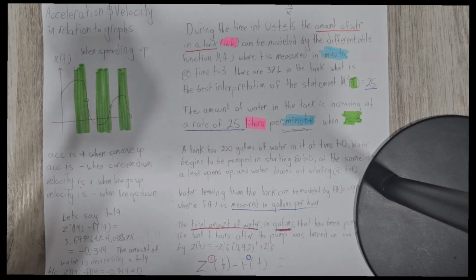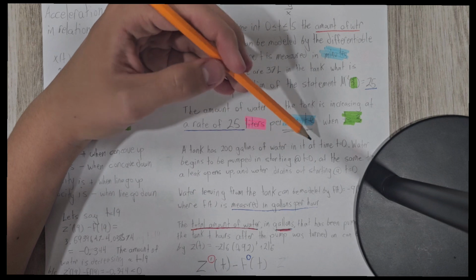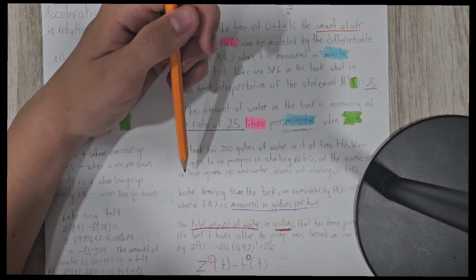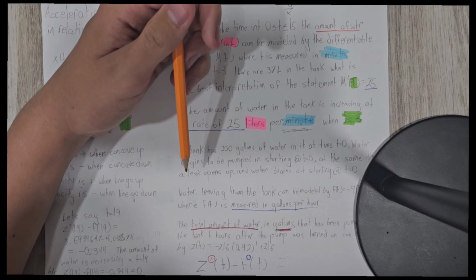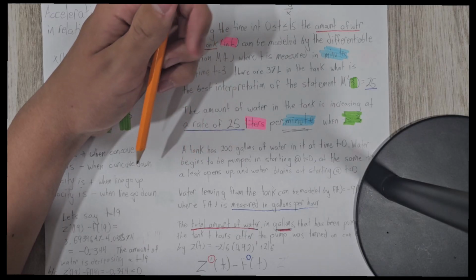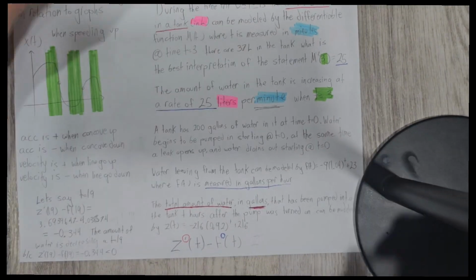Now let's say we have another question. A tank has 200 gallons of water in it at time equals 0. Water begins to be pumped in starting at t equals 0. At the same time, a leak opens up and water drains out starting at t equals 0 as well. So it can be modeled by two equations.